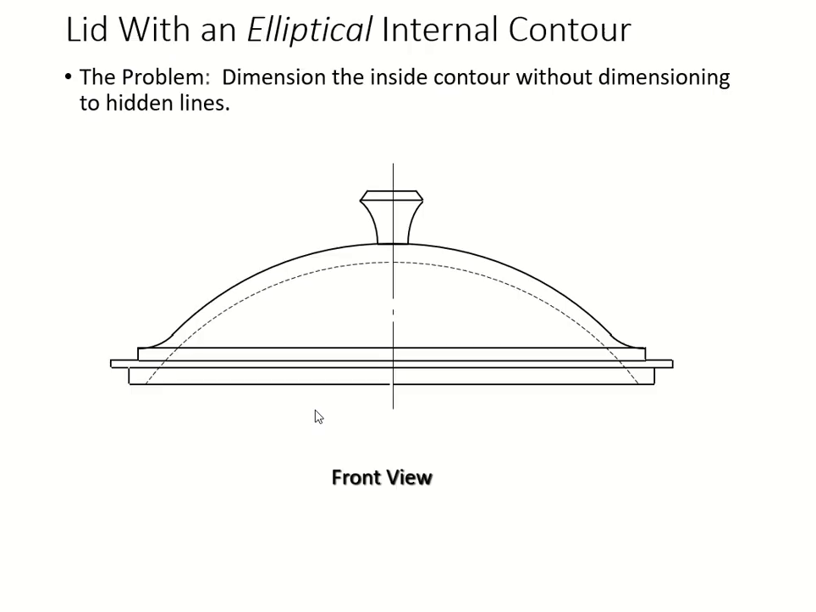Okay, broken out section. So this is another type of sectioning. So let's see. Okay, so here we have a lid. This is a lid that we draw, and it has an elliptical internal contour inside. Contour is just a curve. Yeah, so that's just a big formal name for a curve. So here you can see the internal curve.